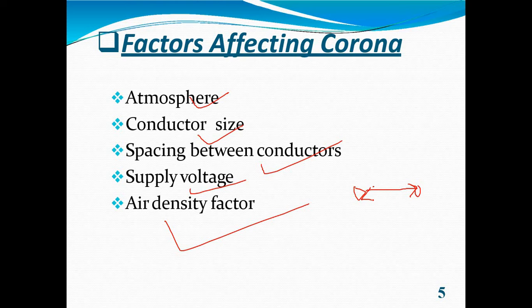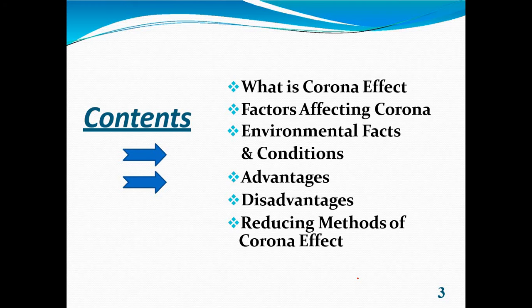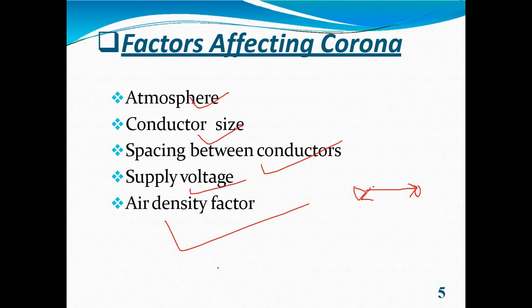Air density factor is denoted by this symbol rho, and it is given by 3.92 B upon 273 plus T.